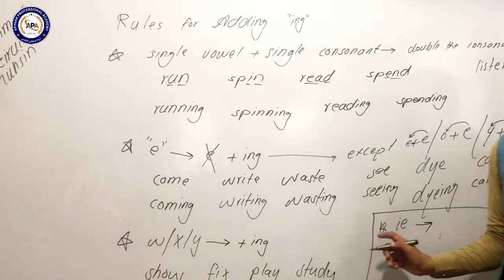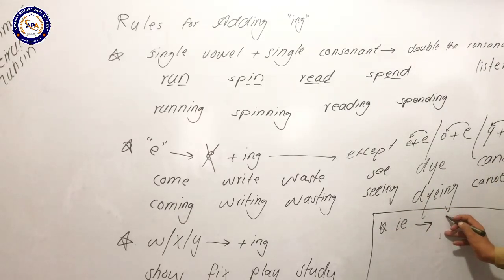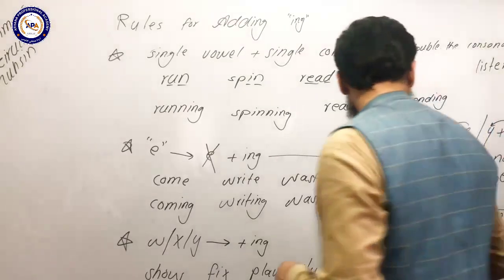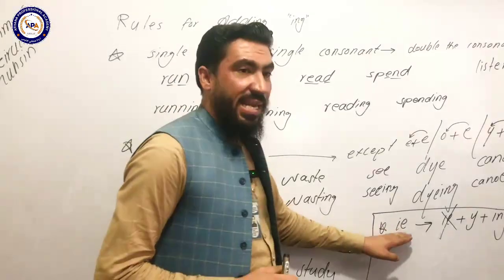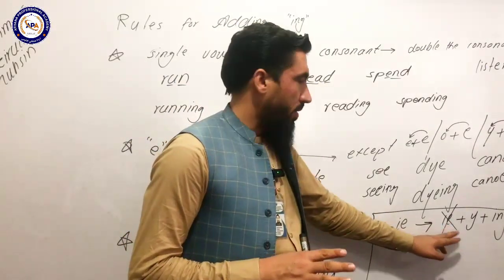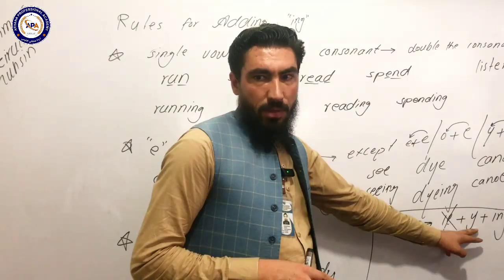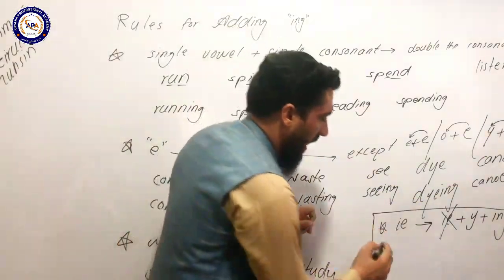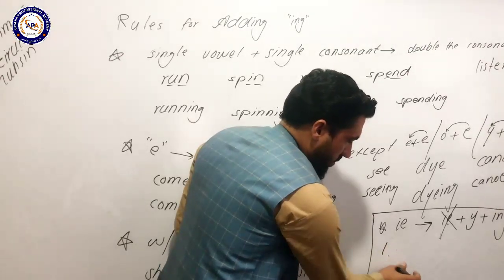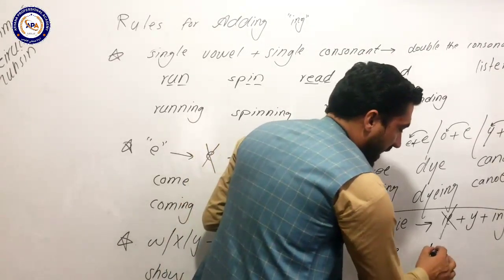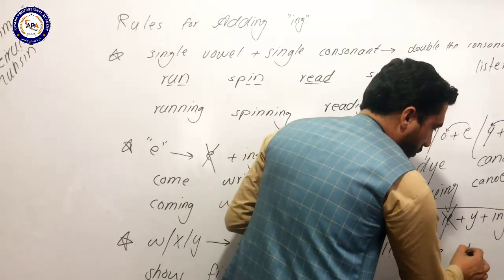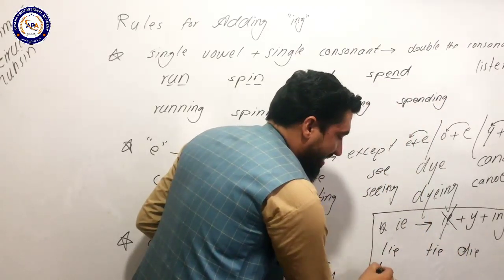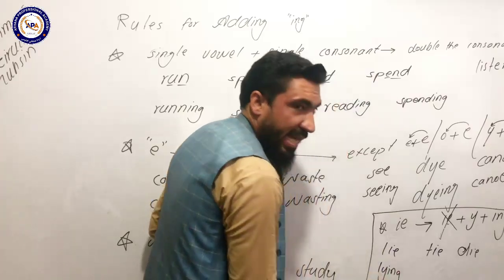And the last rule is for IE. When a verb ends in IE, change IE into Y. What does it mean? When a verb ends in IE, remove them. Add Y instead of them. It means change IE into Y, then add ing. Like lie, tie, die, and so on. So the ing form of lie is lying with Y, not with IE.